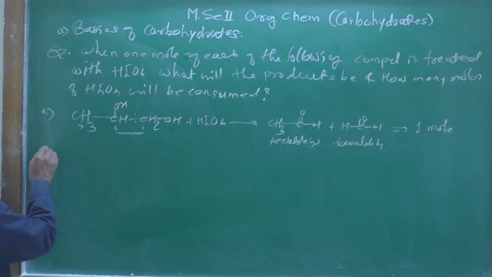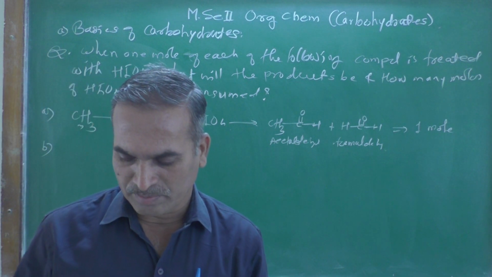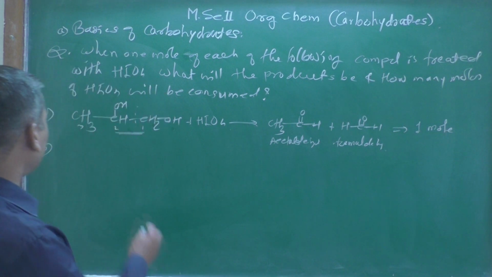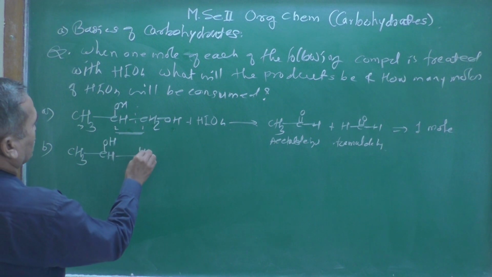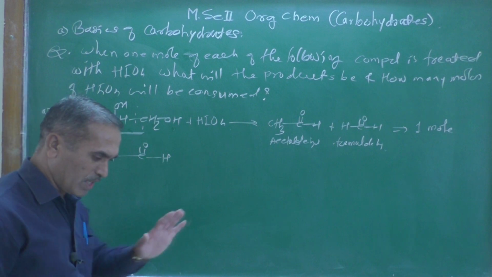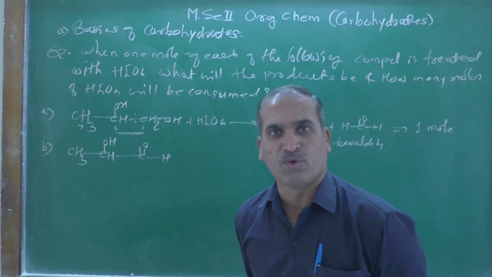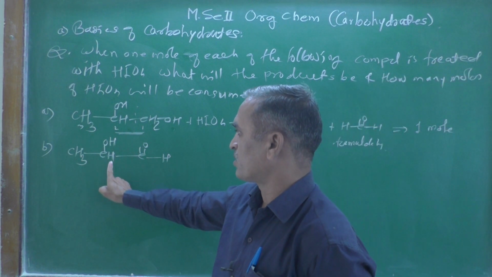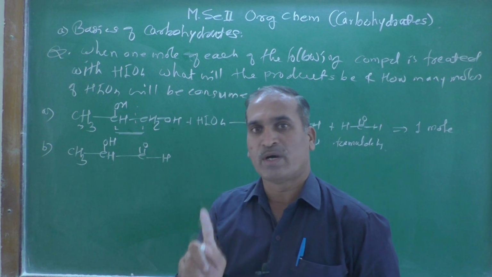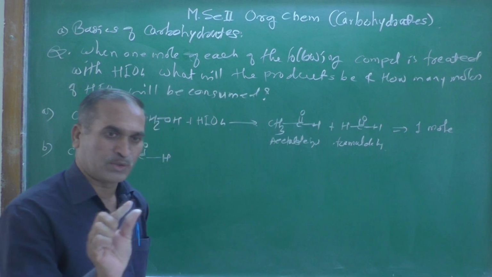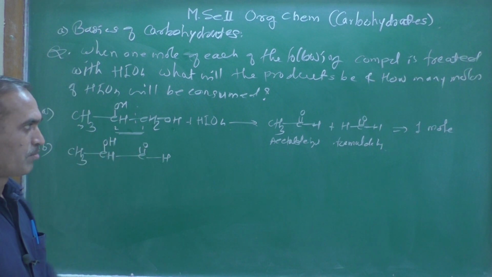Now let me give you the second example. The second example is CH3, then CHOH, then C double bond O, H. Observe the structure carefully. What do you see over here? Look again: CH3, CHOH, C double bond O, they are adjacent. They are at 1 and 2 positions. That 1 and 2 indicate the relative position of the hydroxyl group and the carbonyl group.